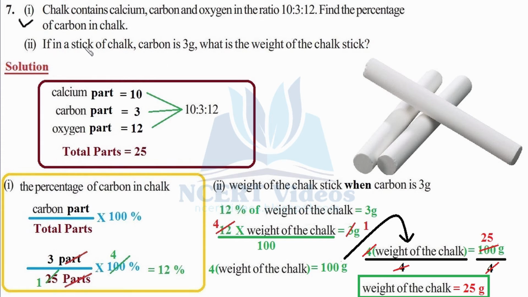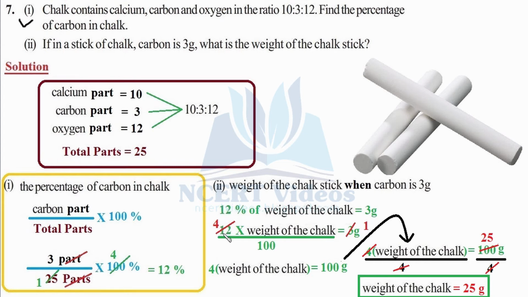Second, if in a stick of chalk, that is this stick, that is an individual stick, there are 3 sticks here for representation. Carbon is 3 gram, that is, the weight of carbon is 3 gram in every single stick. Now we have to find the weight of the individual chalk. We have already found that 12% of the component is carbon in every single chalk. Therefore we can move ahead from this step only. So 12% of the weight of the chalk equals how much? It is given to you as 3 grams, because the carbon mass is given, that is 3 gram, and it is 12% of what? Of the 100%. This is 100%. So 12% of the total weight of this chalk, which we have to find, equals 3 gram.